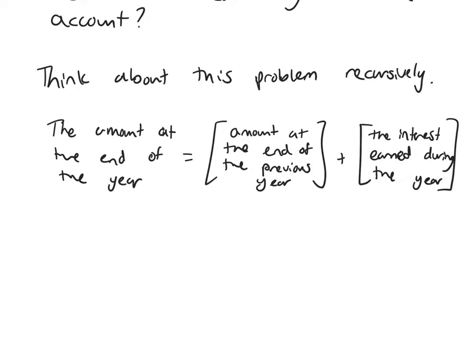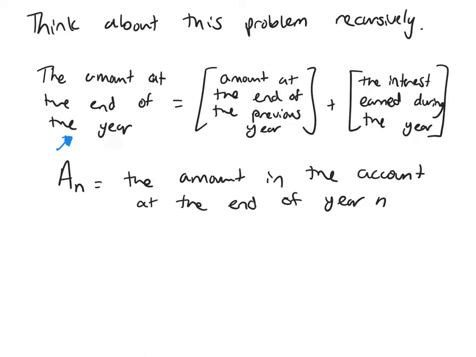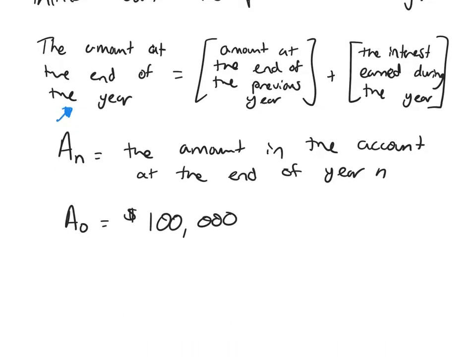All right, so I'm going to use the variable A_n to represent the amount in the account at the end of year n. So what we're going to do is translate this kind of wordy equation I have up here into symbols. The first thing is we know the initial amount in the account, A_0, the aunt put in $100,000.